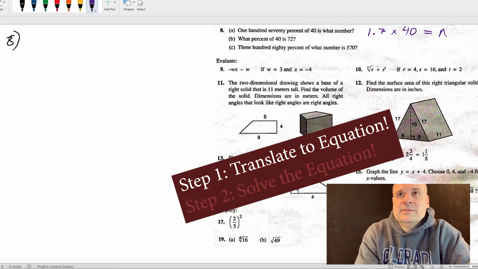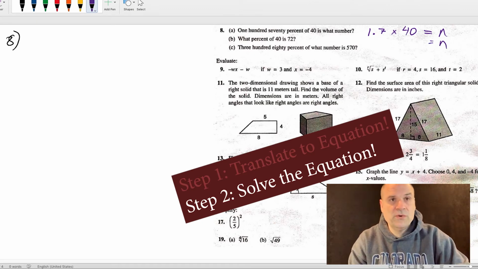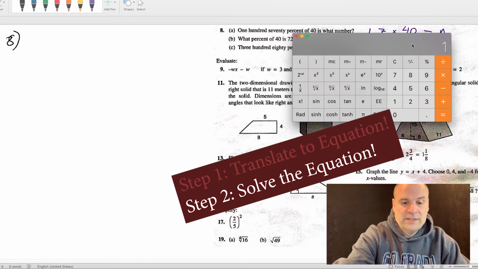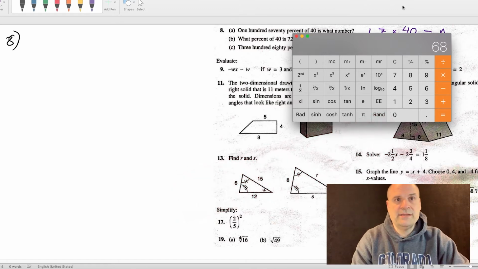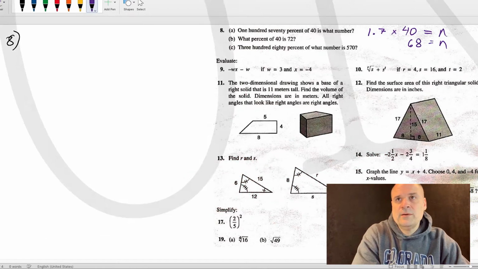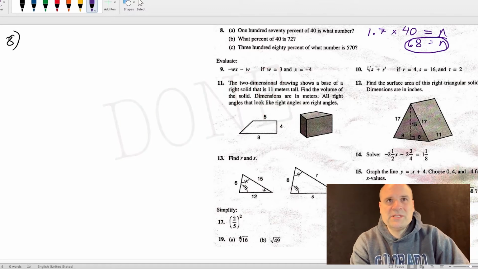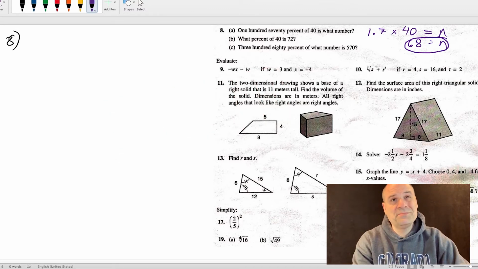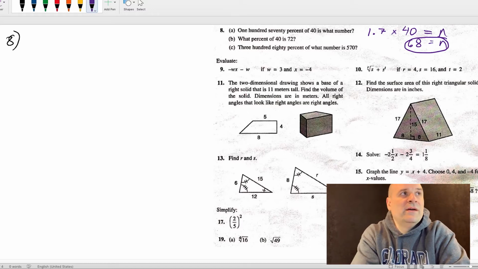Okay, so now we solve for that. All we're doing is just cleaning that up there. So n equals 1.7 times 40. 1.7 times 40 equals 68. All right, that works. 170% of 40 is almost twice as much as 40. That makes sense.